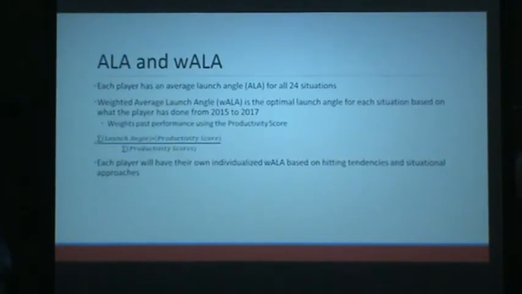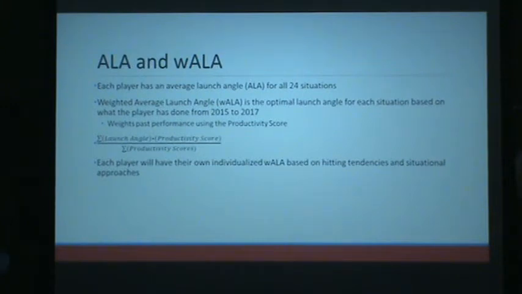So then Rob will touch on our acronyms that we created. We found that each player has an average launch angle, ALA, for all 24 different situations. They're very different. It ranges quite a bit from like -20 to 20 on average, which is pretty big variation. So then we created a weighted average launch angle, which we have affectionately named WALA. It's the optimal launch angle for each situation based on what the player has done.